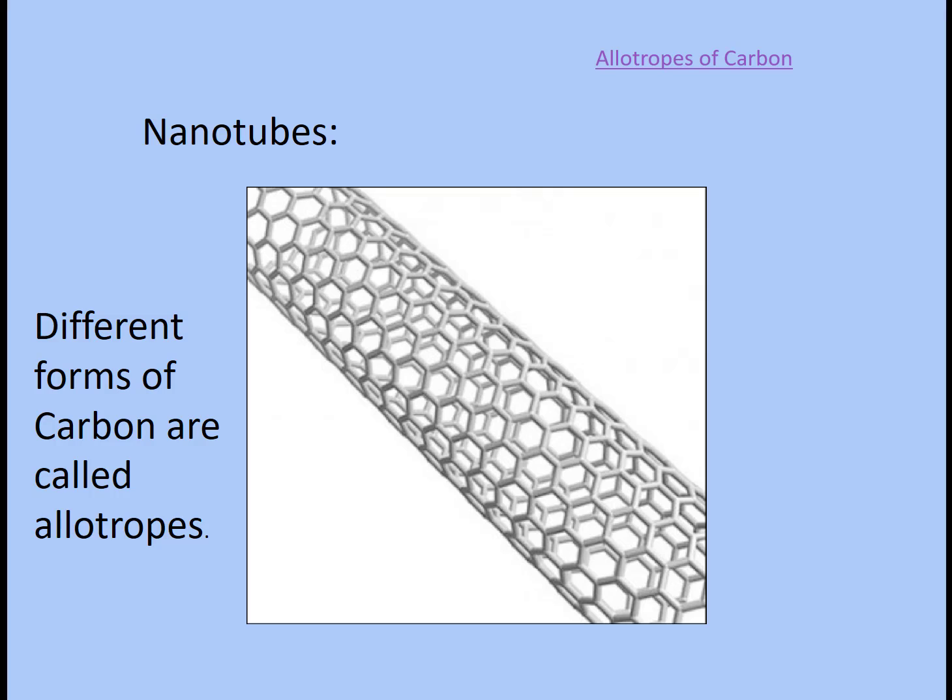So these also have some double bonds in there. Every carbon is bonded to four other carbons. It is sp2 hybridized, so not as strong as the sp3 of the diamond. And these are all allotropes of carbon.